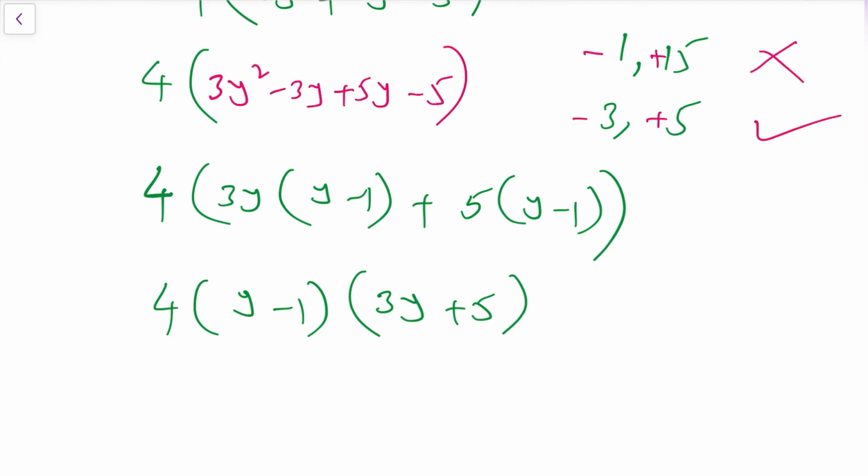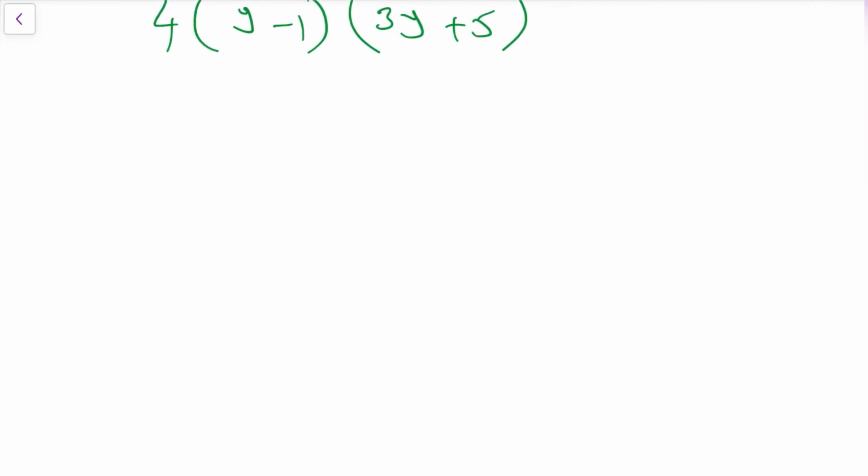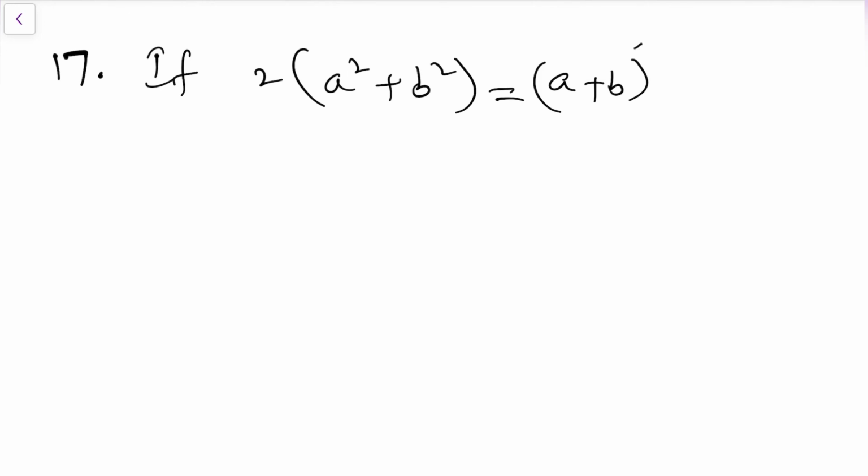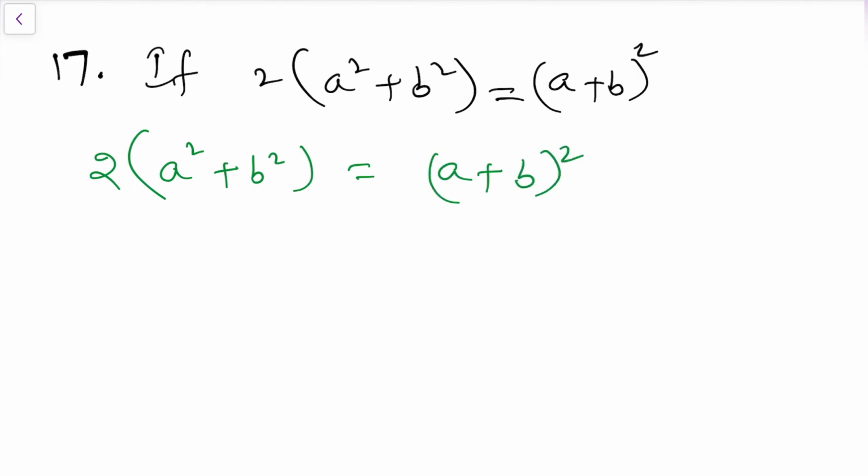Okay, by this the 16th question is also completed. Now let us move to the last bit in this exercise as well as in this chapter. That is, if 2 into a square plus b square is equal to a plus b whole square, then show that a is equal to b. Now the left side is 2 into a square plus b square, and the right side we have a plus b whole square.